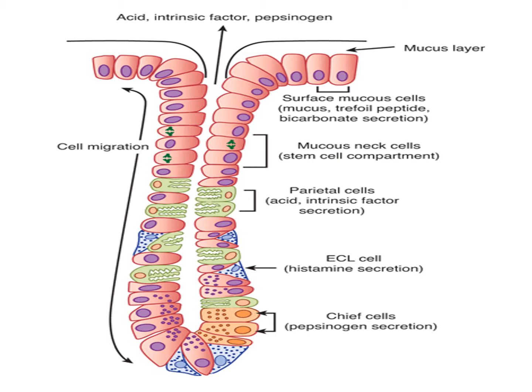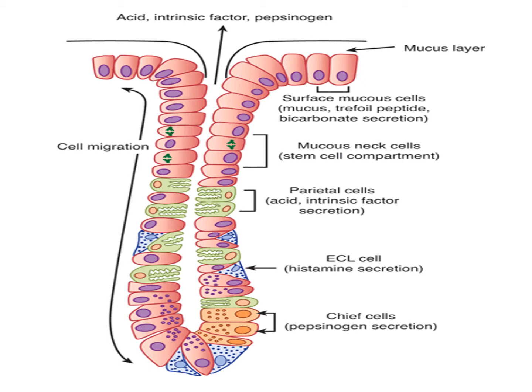Thereafter comes the chief cells or pepsinogen secreting cells. Obviously they are secreting pepsinogen, which is a zymogen or a proenzyme, which on reaching the gastric gland's tubular lumen and surface is activated to its active enzyme pepsin, which breaks down bonds between amino acids in the food product.